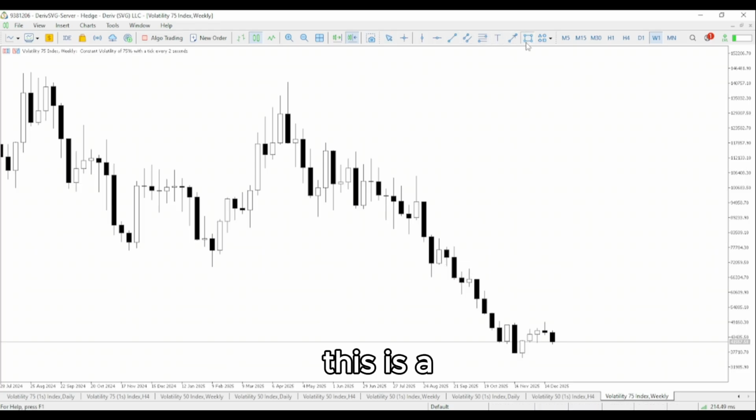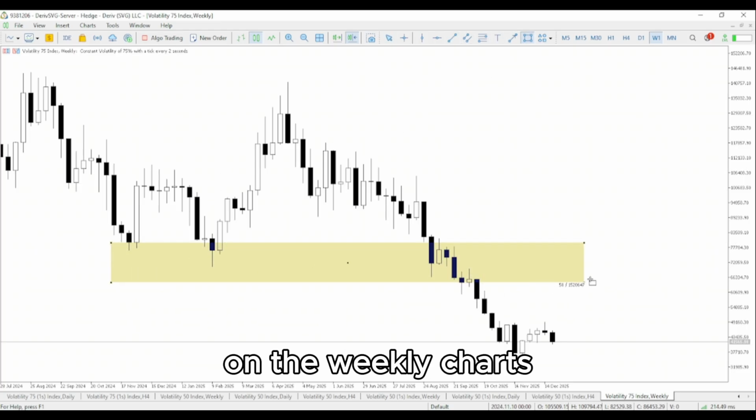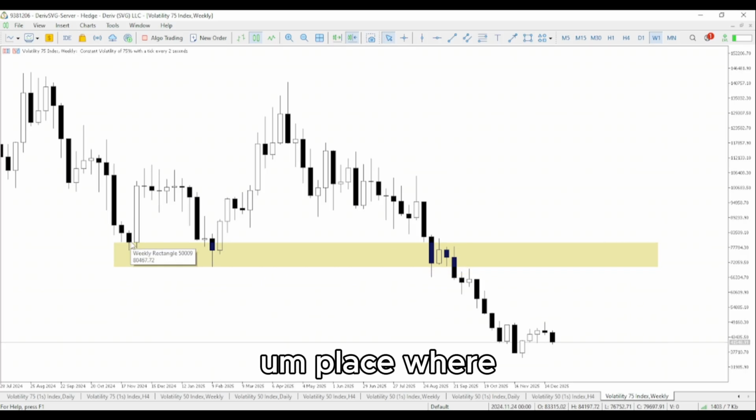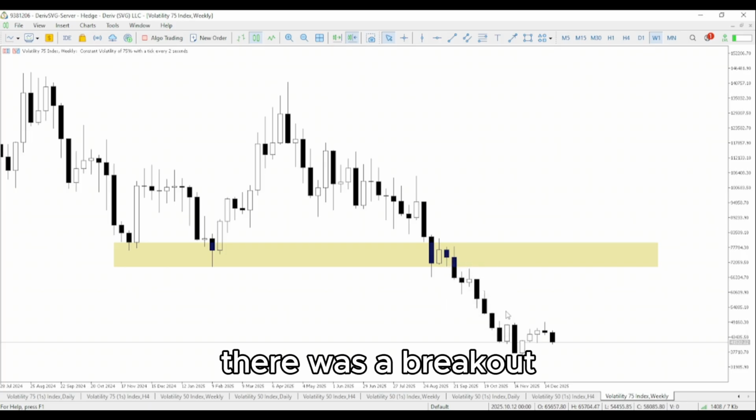This is a support level that got broken on the weekly chart. You see this particular place now. This is a strong place where buyers find some equilibrium. You can see buyers came and took price up, came to the same level, and also reacted and took price up before there was a breakout. And still there has not been a retest yet.